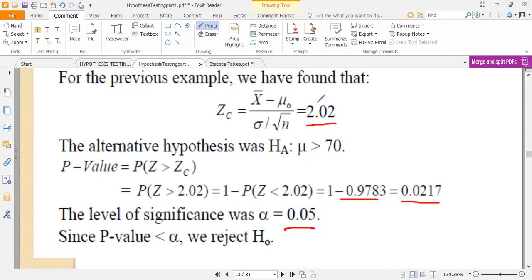I repeat, if you get your Z value, you need to read it to get a probability value inside the table. When you go inside the table, we'll find 0.9783. We subtract it from 1 to get the alpha value or significance value. So we compare this to the alpha. Any figure less than 0.05, we'll say is significant, and we usually reject H0. If the figure is more than 0.05, we fail to reject. It means there's no significant difference.